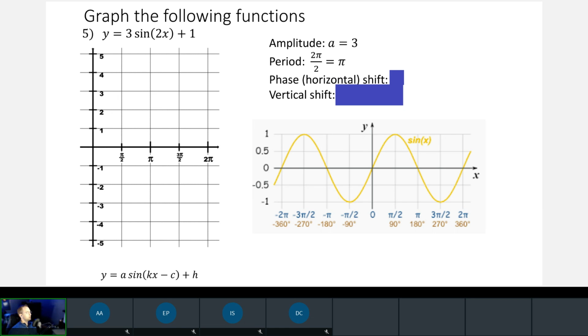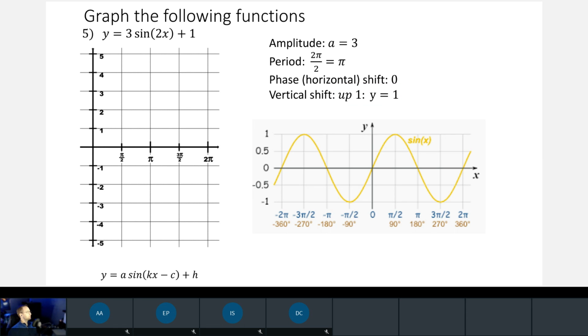All right, and what is the phase shift? 0, yep. And then the vertical shift? 1. What about 1? Be specific. You can say y equals 1 or up 1. Yep.